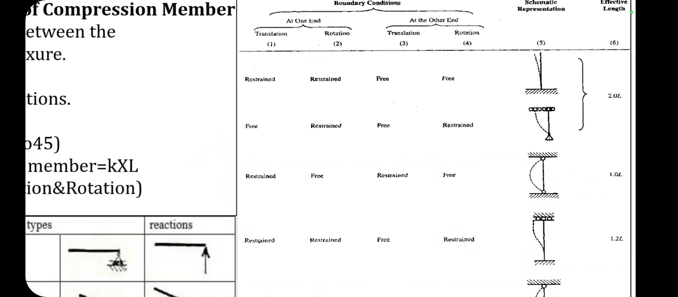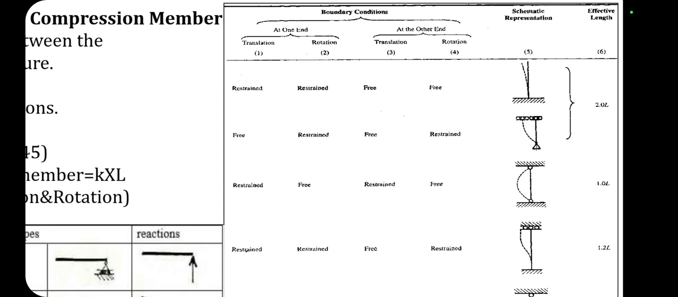Suppose I am going to study our first case, where one end of the column is restrained in rotation as well as in translation, and at the other end the column is free for translation and free for rotation. Here the column at one end is fixed. In that case the effective length is 2L.